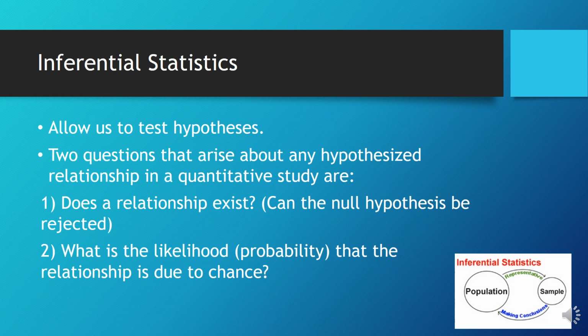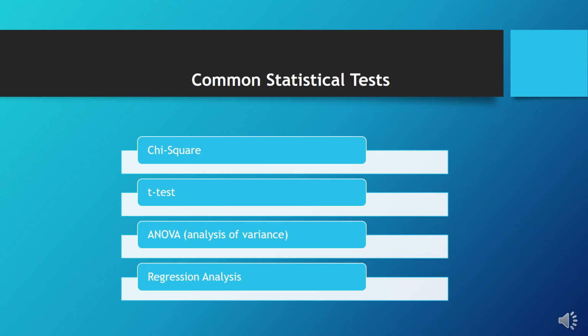Two questions that arise about any hypothesized relationship in a quantitative study are: does a relationship exist? Can the null hypothesis be rejected? What is the likelihood or probability that the relationship is due to chance? There are many different statistical methods used to test hypotheses. Chi-square, t-test, and ANOVA are common bivariate statistical tests that measure the variation or differences between two variables.